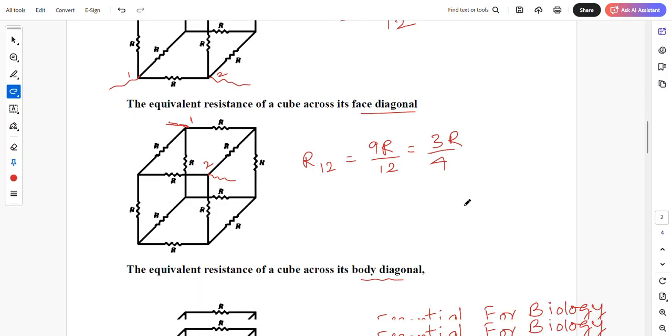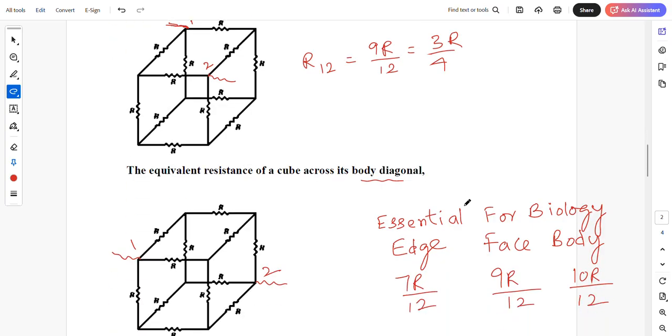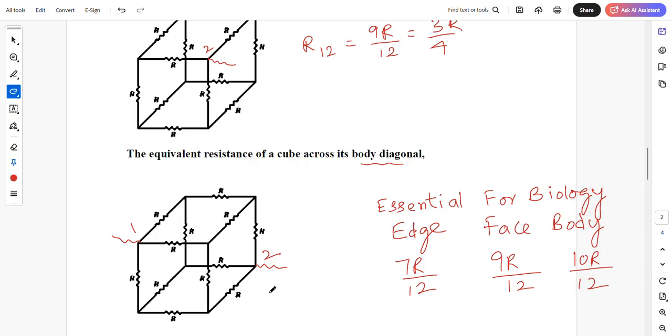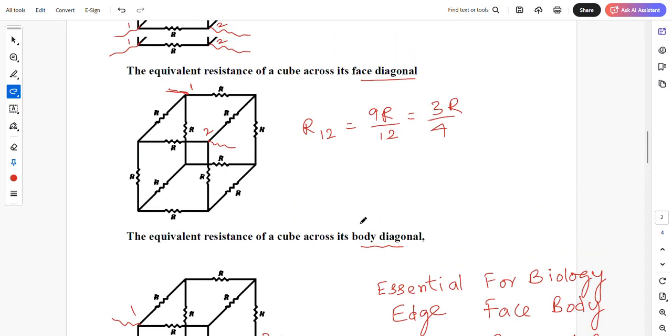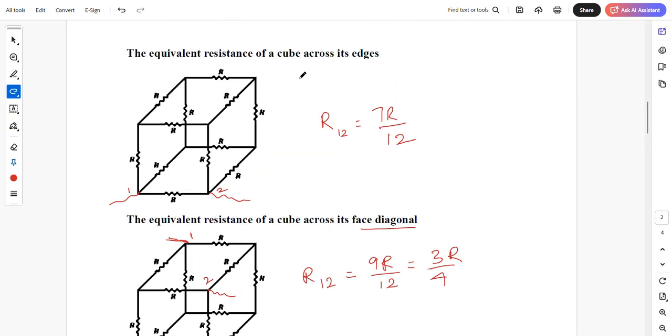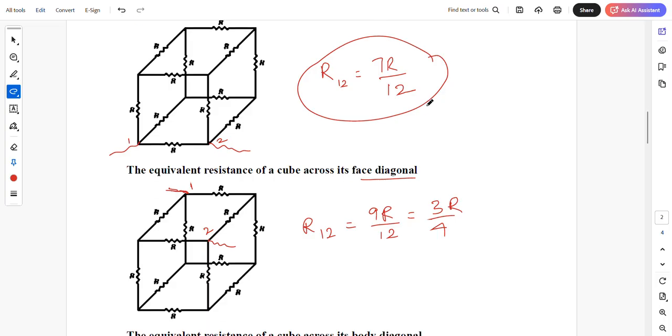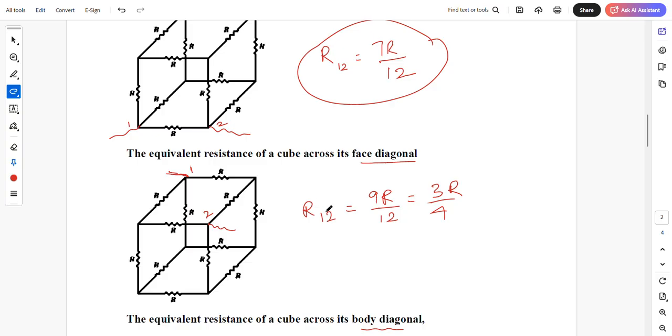Now what is the equivalent resistance across the body diagonal, between 1 and 2? It is 10R by 12. Just simplify this part, 5 by 6 R. Now directly you can write the equivalent resistance of a cube across its edges as 7R by 12, and across its face diagonal as 9R by 12. You have to remember this one.